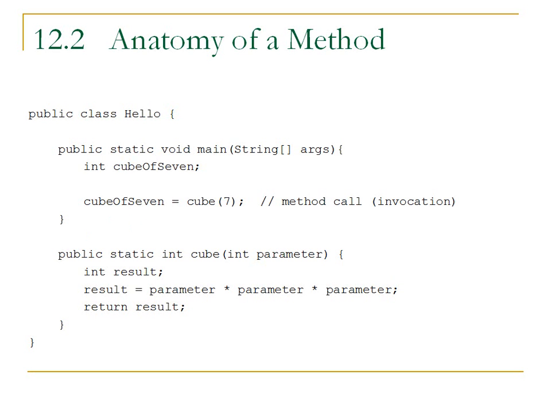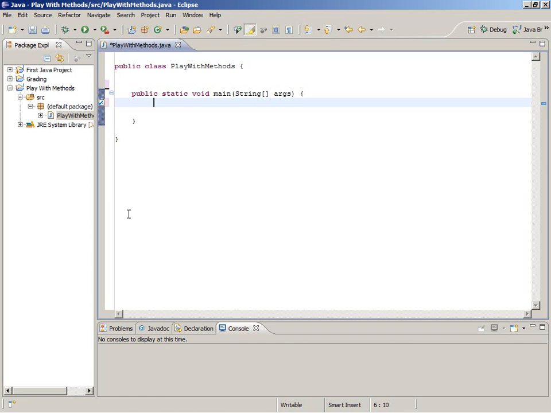Okay, so I think what we'll do is just go into Eclipse and start typing some simple functions until we get the hang of this. So I'm going to just start off by defining a method that we looked at in the slide. So a public static, and we don't know why, returns an int, and we're going to call it cube, and it takes an int parameter.